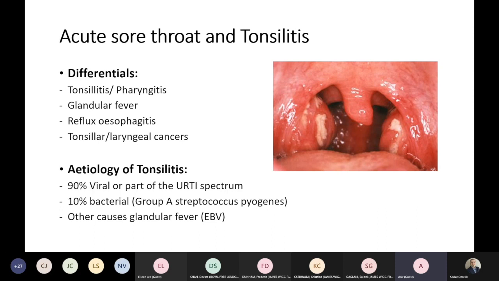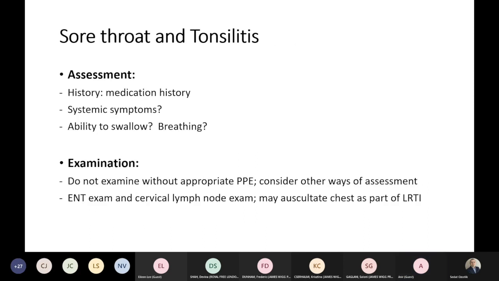However, remember that 10% of tonsillitis can be caused by bacterial infections, particularly group A strep. And this is the common bacteria which we would use to treat tonsillitis with 10 days of penicillin-based antibiotics. And as I mentioned before, do think about other causes of infective presentations of a sore throat. Next slide, please.